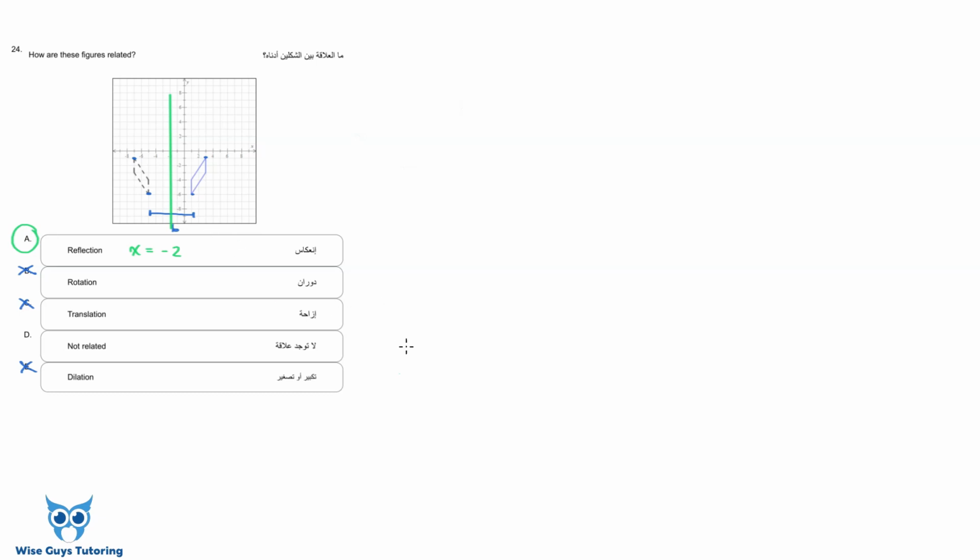So let's do number 25. For 25, we have a simplification of this algebraic fraction. So let's go through this. Now I can see that my denominator has x squared minus y squared. This is called a difference of squares, or difference of two squares, and it's actually easily factorizable.